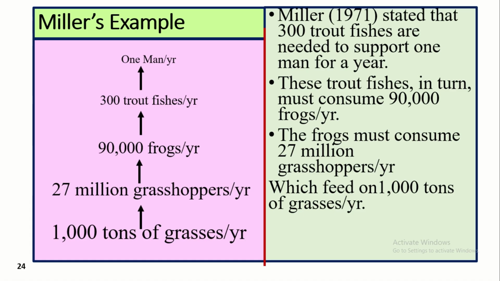Miller was a worker who in 1971 described a transfer of energy diagram. He stated that 300 trout fishes are needed to support one man for a year. So one man needs 300 trout fishes. These 300 trout fishes in turn must consume 90,000 frogs per year. The frogs must consume 27 million grasshoppers, which feed on 1,000 tons of grasses per year. See the diagram: 1,000 tons of grasses per year, 27 million grasshoppers, 90,000 frogs, 300 trouts, and in the end one man eats all of these in the form of fish.